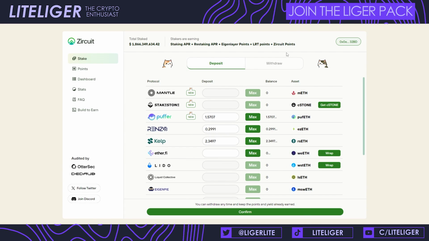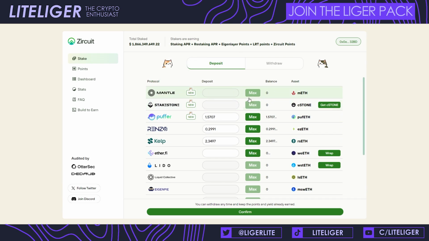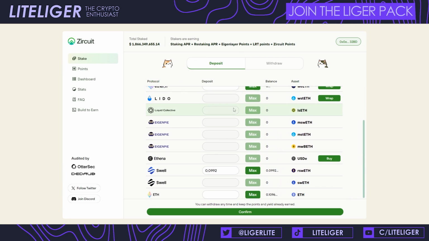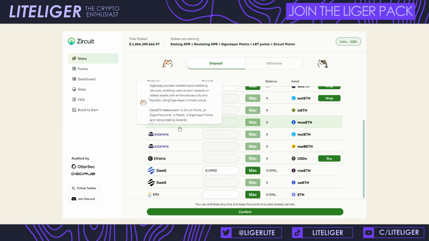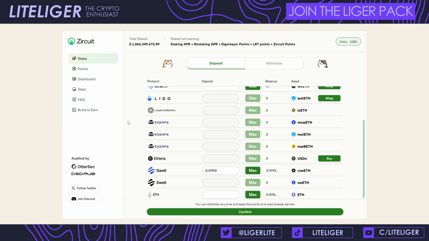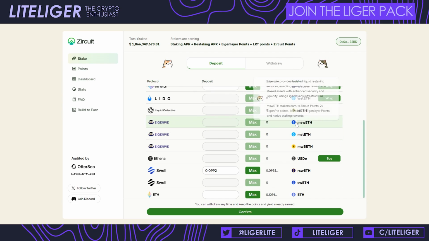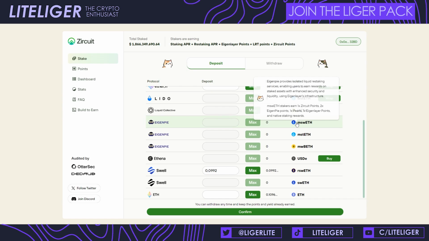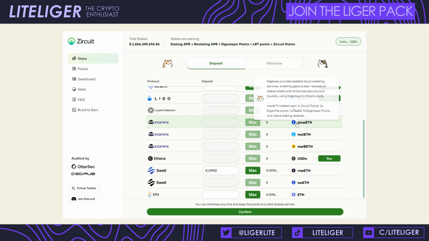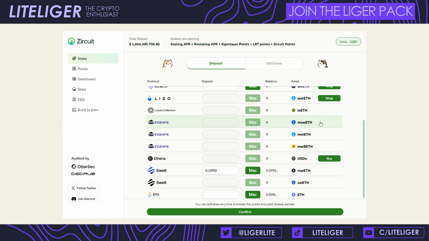We have mentioned this a couple of times on the channel before, and this also allows deposits from many of the platforms here. So you can put the Aeon Pies that you just collected into here. So you're going to be getting Circuit points, Aeon Pie points, Pearl points, and Eigenlayer points by doing the msvETH.